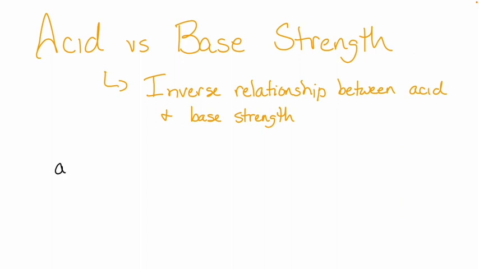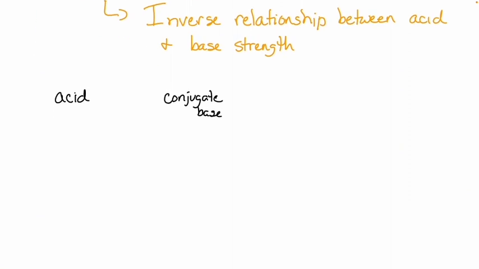So if we're going to look at acids and their conjugate bases, a strong acid like HCl, right? We classify this as strong. Its conjugate base is so terrible at being a base that we would just say it's neutral. It has no effect as a base.